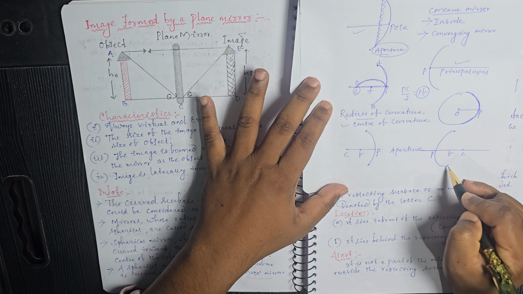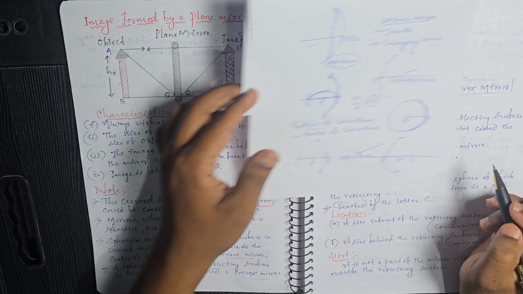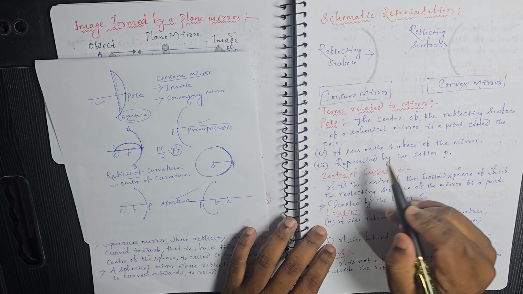And from here to here the line will be called the aperture. I hope it is clear to all. So here I have written all these points which you're going to understand right now.